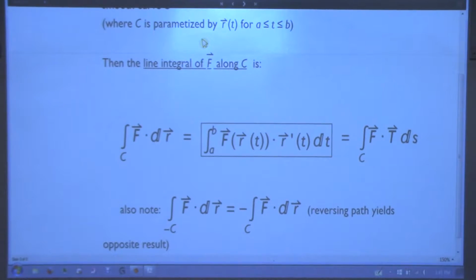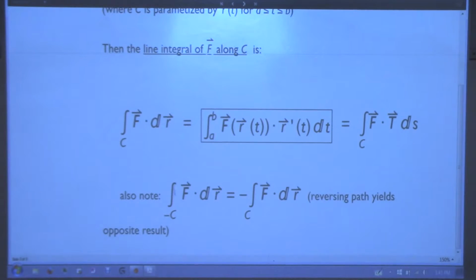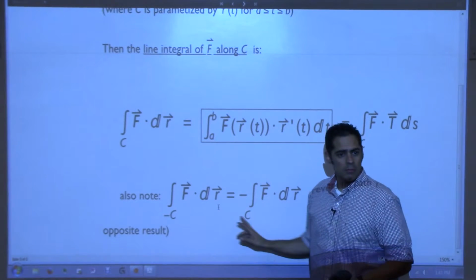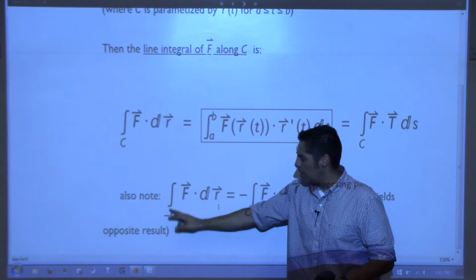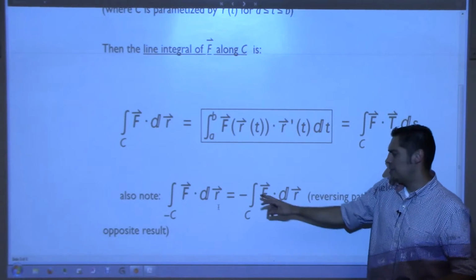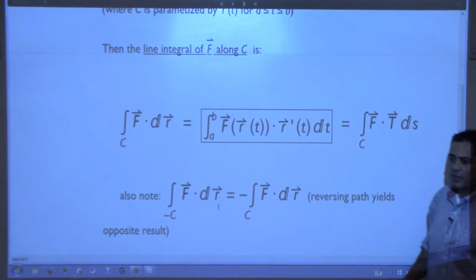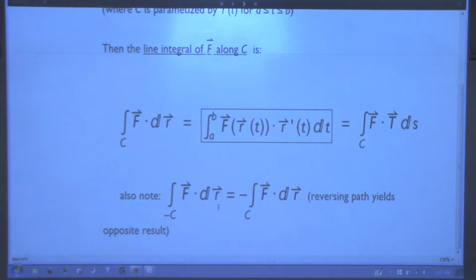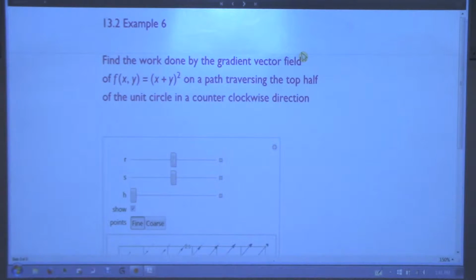All right, here we go. One other thing: if you reverse the path, if I go integrate over negative C, it's the same as going over C but changing the sign. So when you're doing line integrals along vector fields, the path matters, the direction matters, but it just switches your sign. All right, finally, an example.